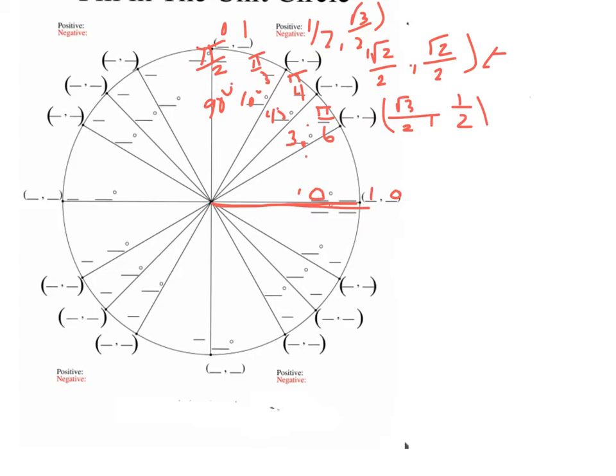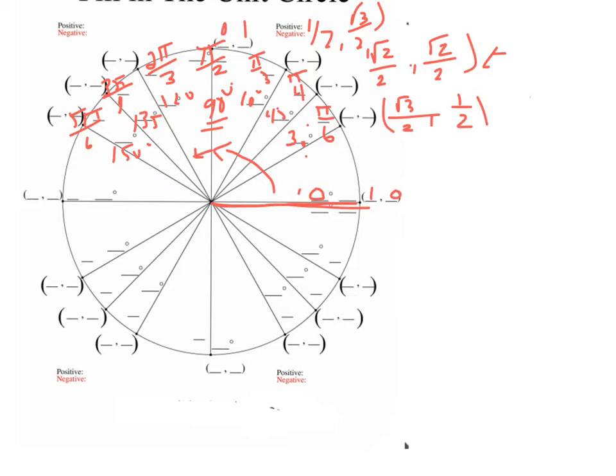If I go all the way up to 90 degrees, that's pi over 2 radians, or 0 and 1, and then I can keep going. If I go past 90 degrees to 120 degrees, that's the same as 2 pi over 3. I'm not going to fill out the points, I'm going to let you do that. If I have 3 pi over 4 radians, that's the same as 135 degrees. If I've gone 5 pi over 6 radians, that's the same as 150 degrees.